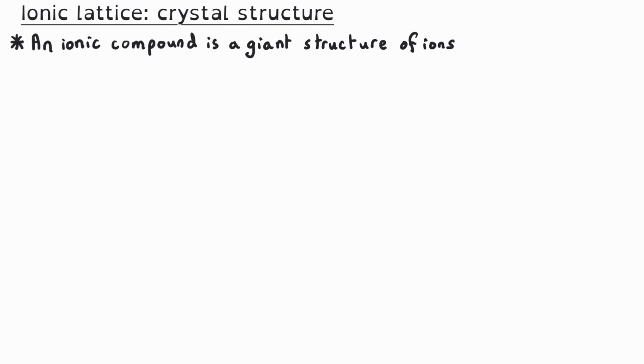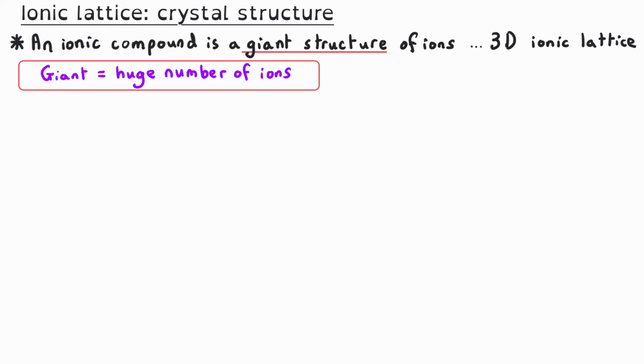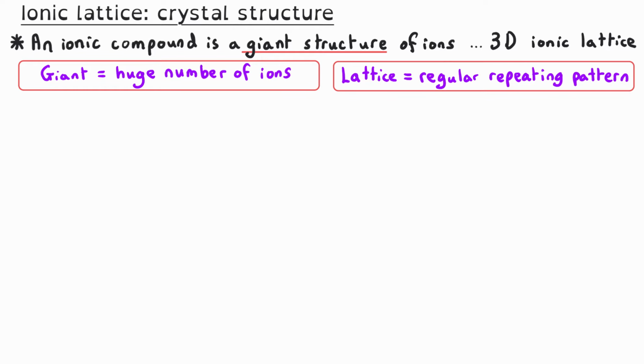An ionic compound is actually a giant structure of ions, sometimes referred to as a 3-dimensional ionic lattice. And the word giant is referring to the fact that we don't just have one positive ion and one negative ion, we've actually got a huge number of ions. And the word lattice is referring to the fact that we have got a regular repeating pattern throughout the structure.